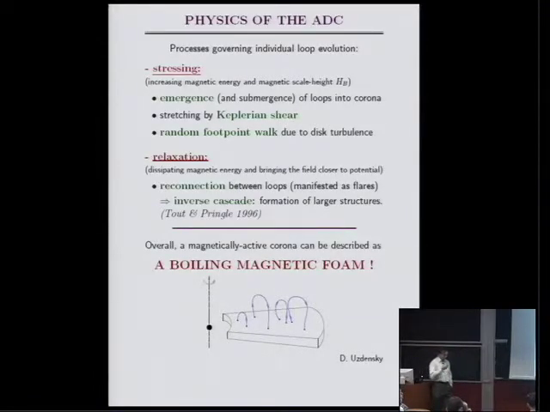But overall, the physical picture of the corona is that some sort of boiling foam of magnetic loops rising from the disk constantly, and then in the corona they sometimes merge with each other, forming larger loops, and this whole thing proceeds on a variety of temporal and spatial scales all the time.